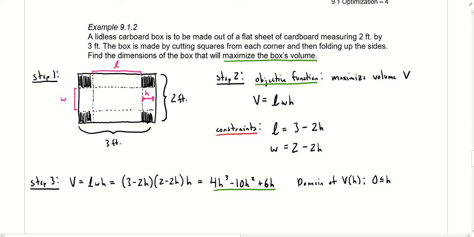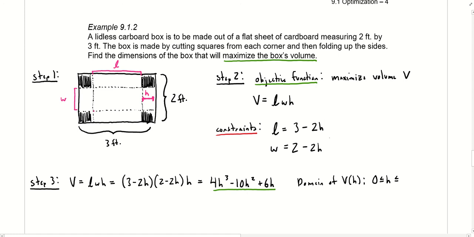It would just mean I would have no volume, and we'll make sense of that in just a second. In terms of the maximum value of h, if h is 0, then I'm going to have a volume of 0 because I'm not even going to have an h dimension. But in terms of a maximum value of h, it helps to look again at these constraints.